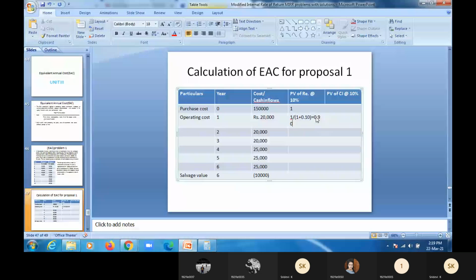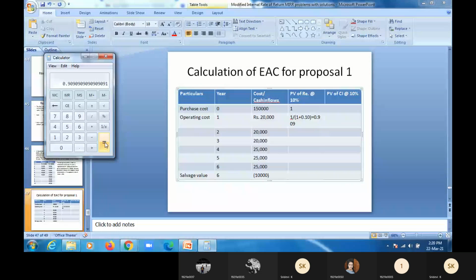0.909. For the second year, to get the value, you simply press the equal to key in the business calci. You will get the value directly. You need not take the n value here. Otherwise, you have to take 1 by 1 plus 0.10 whole power 2. Whole power 1 means we are taking it as 1 divided by 1.1.